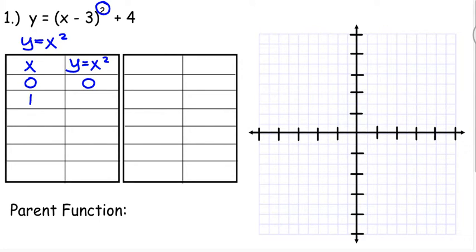Substitute 1 in, 1 times 1 is 1. Substitute 2 in, 2 times 2 is 4. Now let's go with negative 1 and negative 2. Negative 1 times negative 1 is 1. Negative 2 times negative 2 is 4.